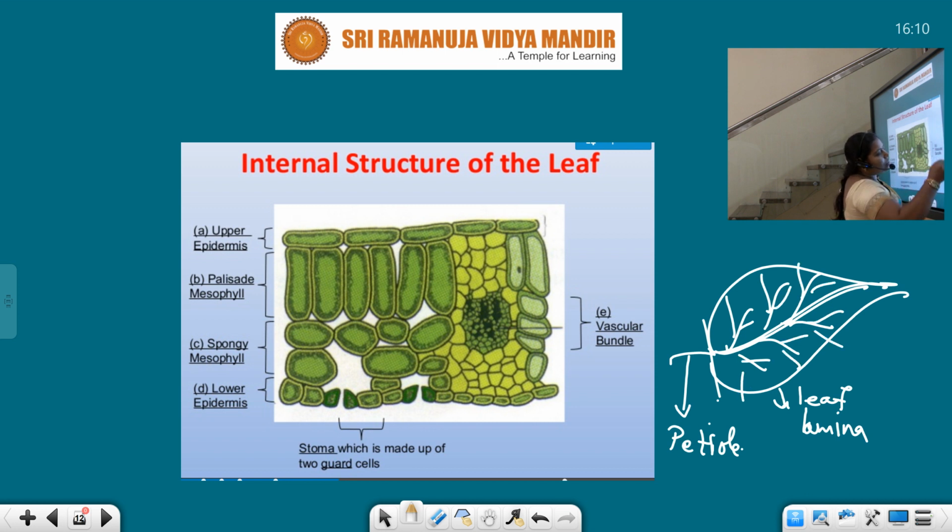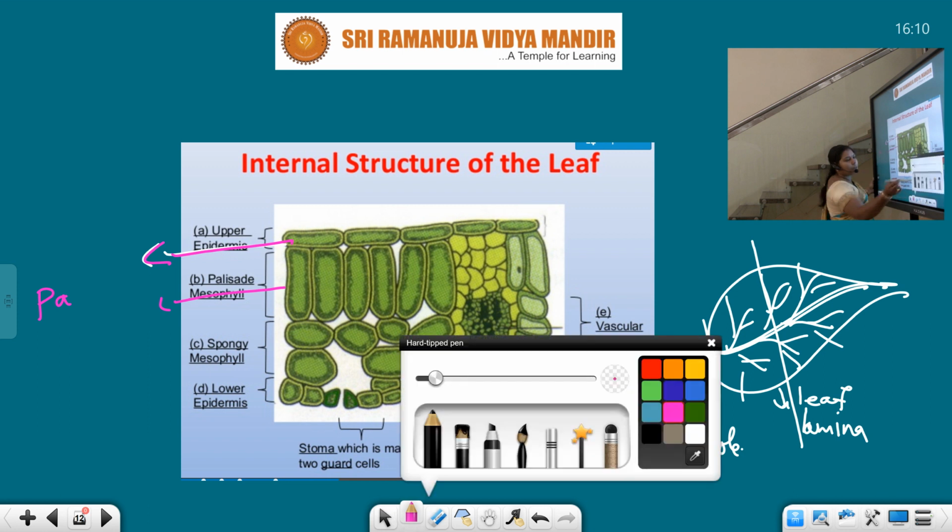See, when we cut the leaf, the cross-sectional view of the leaf appears like this. Upper epidermis, lower epidermis. In between, they have the mesophyll cells. You just see, children. This is upper epidermis. Below this, they have a special type of cells known as palisade parenchyma.